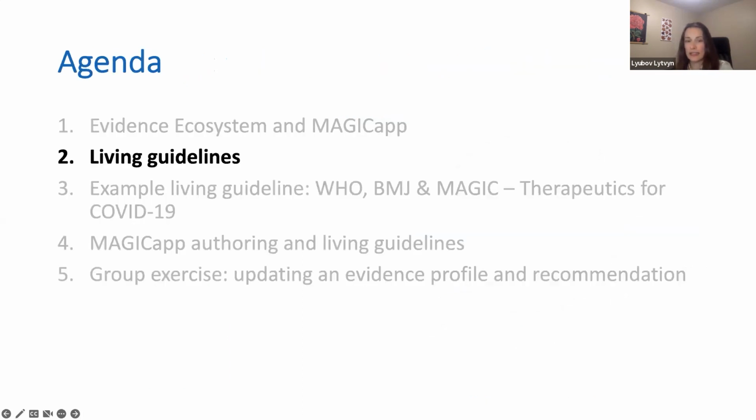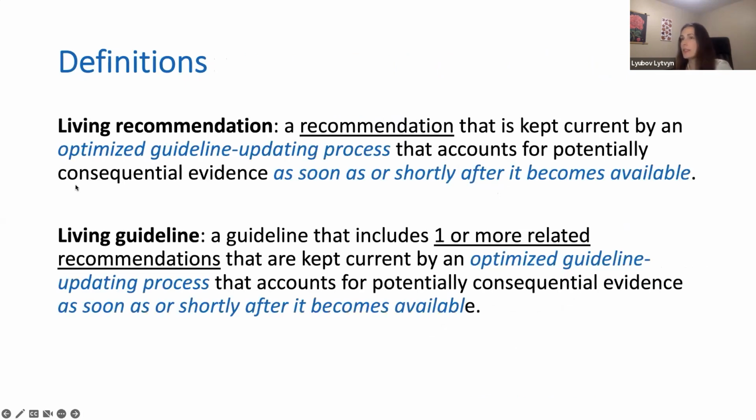So living guidelines. Some key definitions. A living recommendation is an individual recommendation that's kept current by optimizing the guideline updating process to account for potentially consequential evidence as soon or shortly after it becomes available. This is a definition proposed in a recent publication in Annals of Internal Medicine, a framework for living evidence guidelines. And a living guideline itself is a guideline that includes one or more of such living recommendations, again kept current with an optimized guideline updating process that accounts for potentially consequential evidence as soon as shortly after it becomes available.